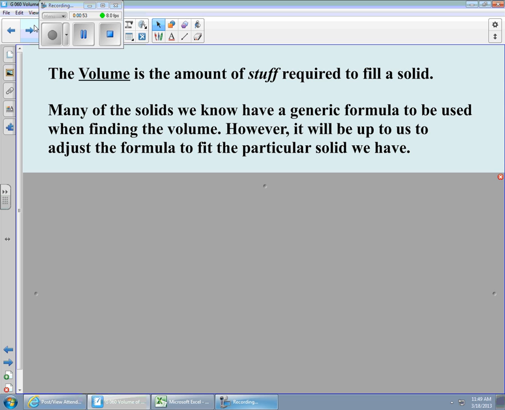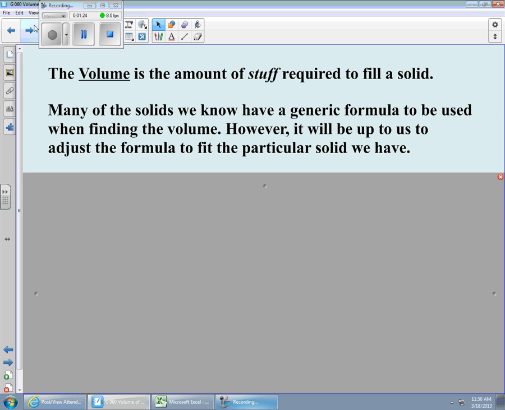Okay. Now, basic definition here, volume. Volume is the amount of stuff that is required to fill a solid. And again, stuff is my highly technical term. But as I told you at the beginning of our discussions on surface area, if you think about a birthday present or a Christmas present, surface area is the wrapping paper, volume is the present itself.